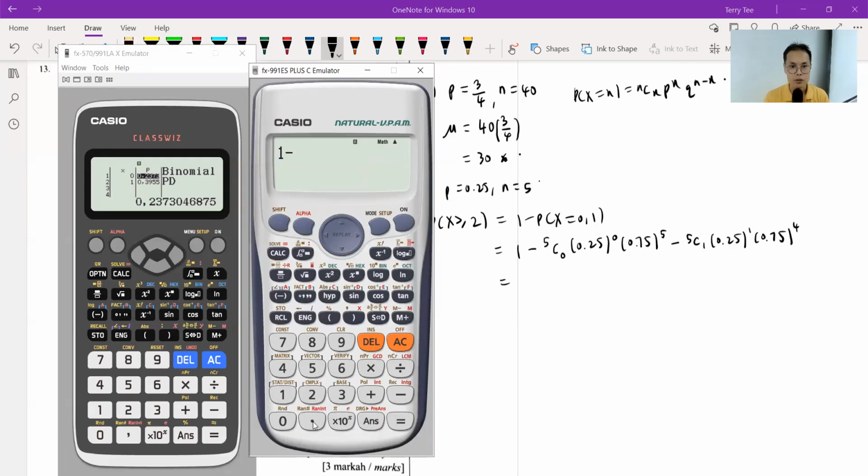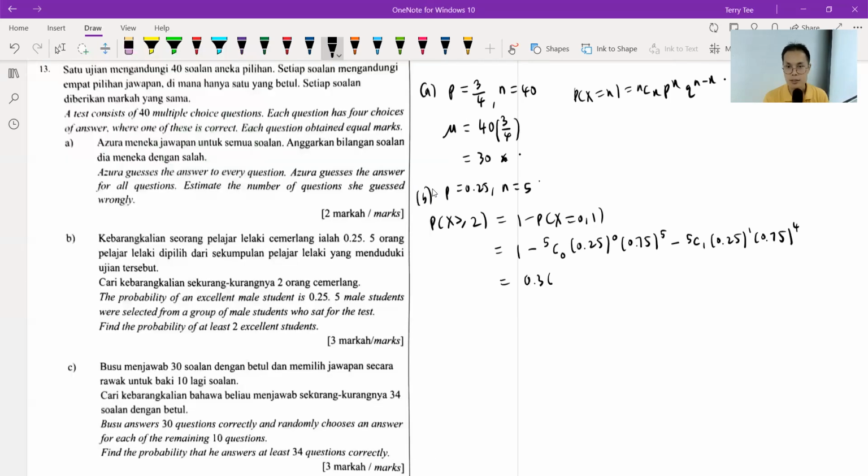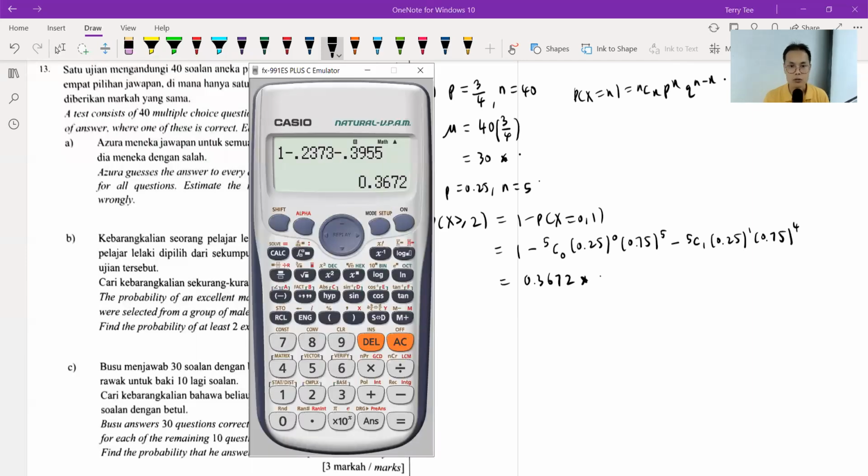1 minus 0.2373. Then for the second one you minus, move this down, 0.3955. So I got 0.3672. Yeah, 0.3672. Okay.